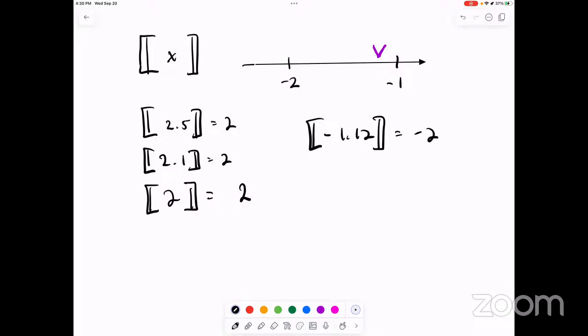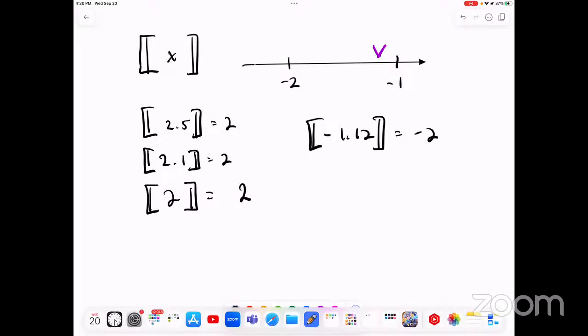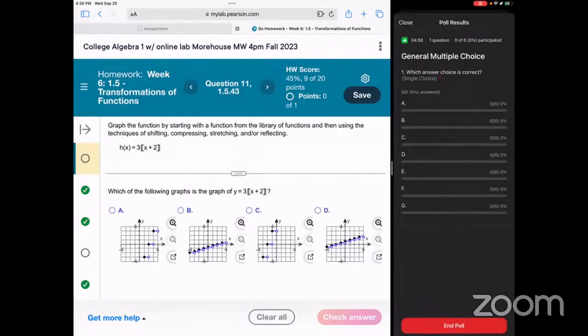And so then if we were to plot the points, basically whenever we get a result that's between two integers, all of those results collapse to a flat surface. And then it jumps up one step when we get to the next integer. So then when you put it all together, the graph ends up looking like stairs on a staircase. It says to graph the function started with the function from the library of functions and then using techniques of shifting, compressing, stretching, and reflecting to generate this. Okay. So the greatest integer function, again, it looks like the steps on a staircase.